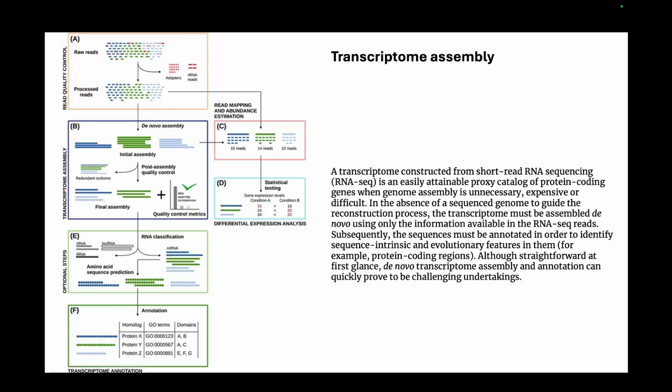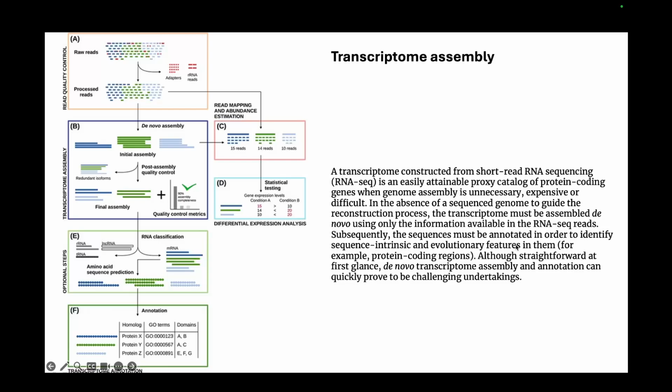Yeah. Now, if you want to do de novo assembly, you can take raw reads and try to do a de novo assembly. A transcriptome constructed from short read RNA sequencing is an easily attainable proxy catalog of protein coding genes when the genome assembly is unnecessary, expensive, or too difficult. In the absence of a sequenced genome to guide the reconstruction process, the transcriptome must be assembled de novo, only using information available from the reads.